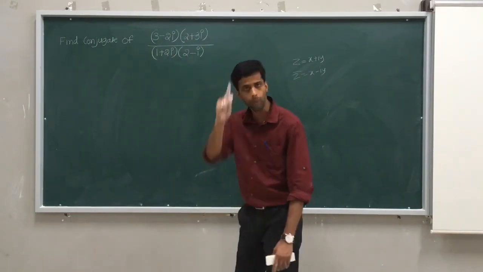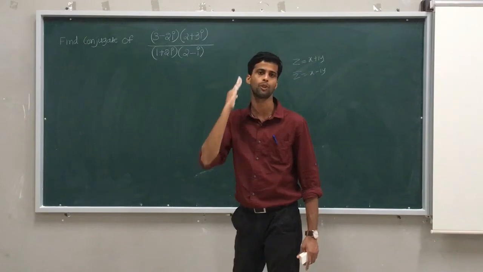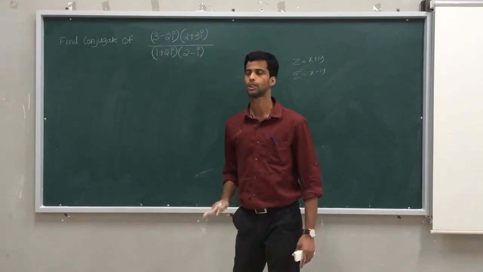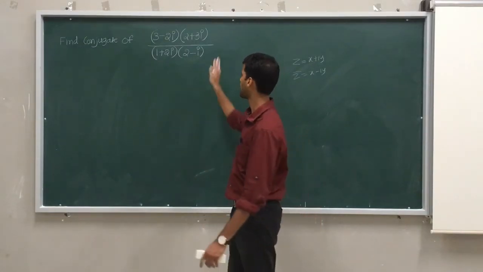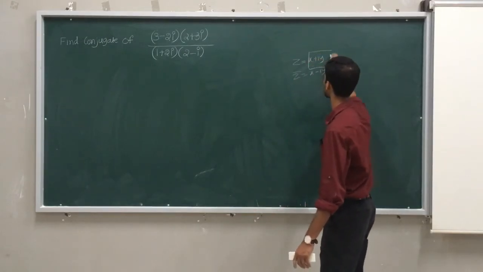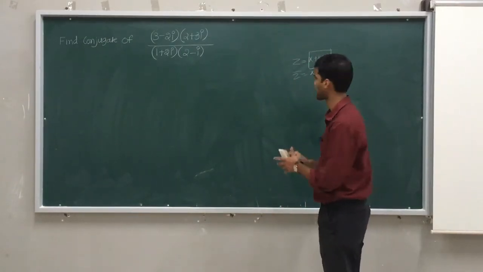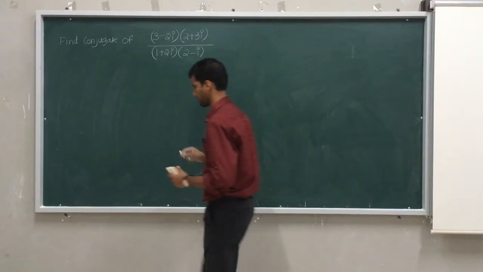I need to make it as one complex number. They have given 4 complex numbers for me. I need to make it 4 in 1. So first, I will bring it to the type x plus iy, then I will find its conjugate. To make this, I need a bit of work.